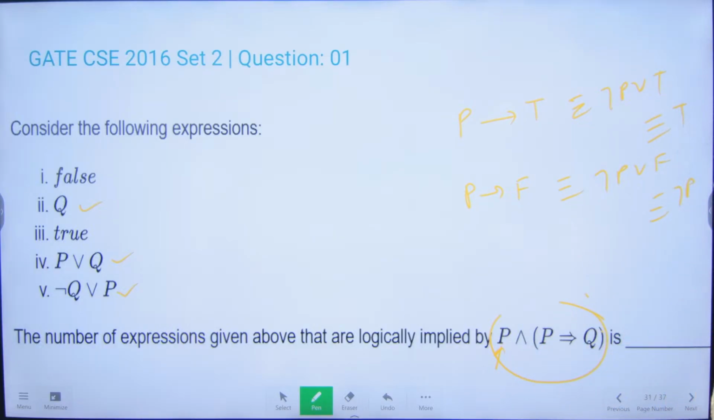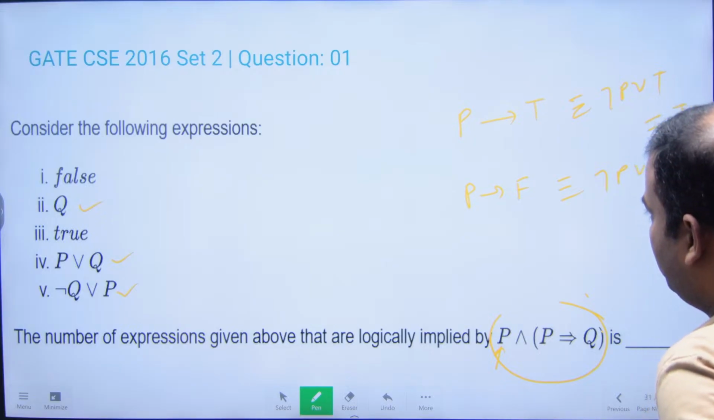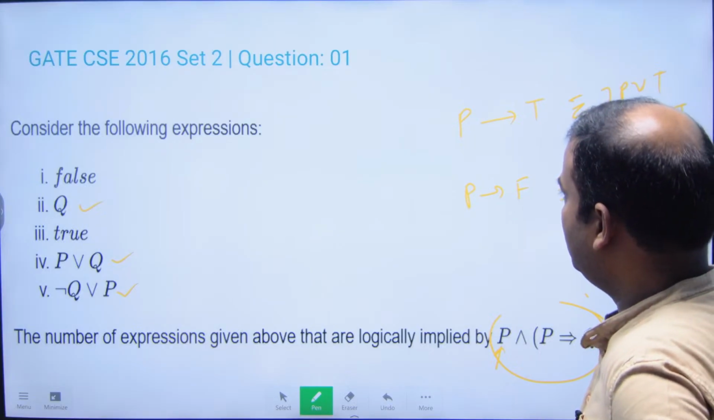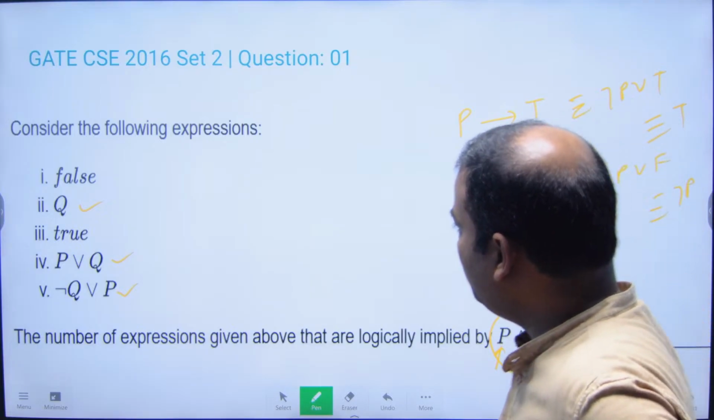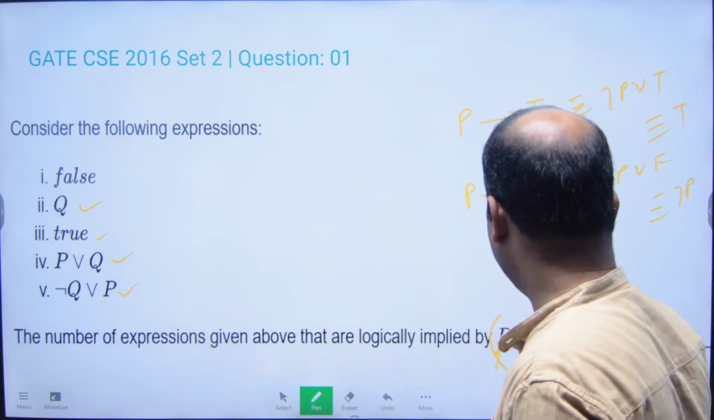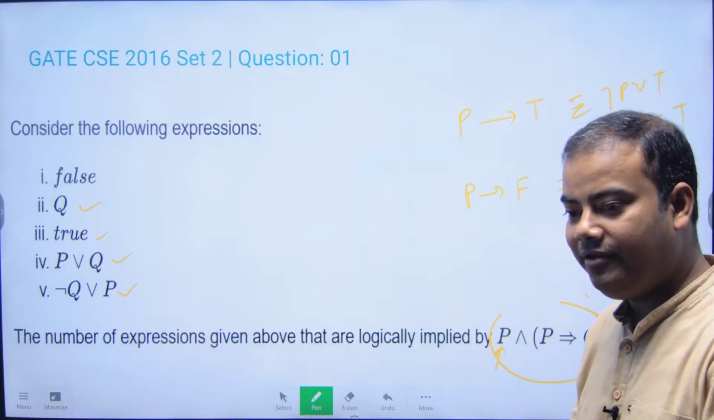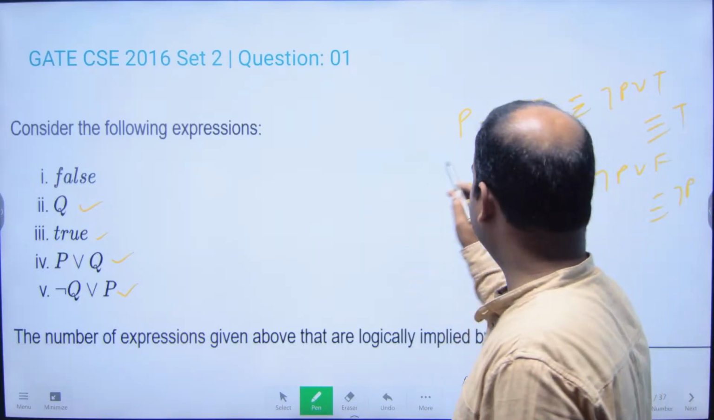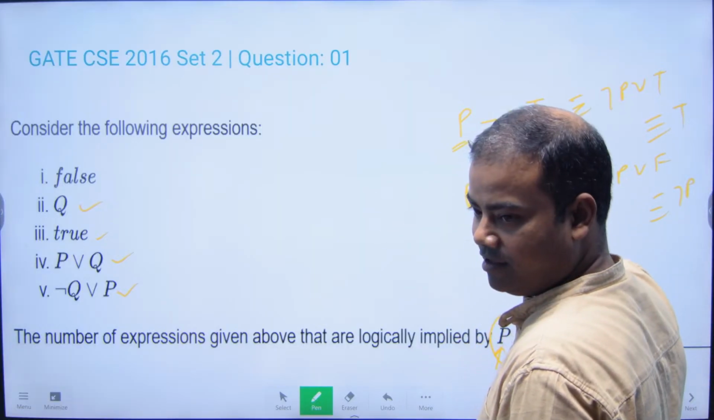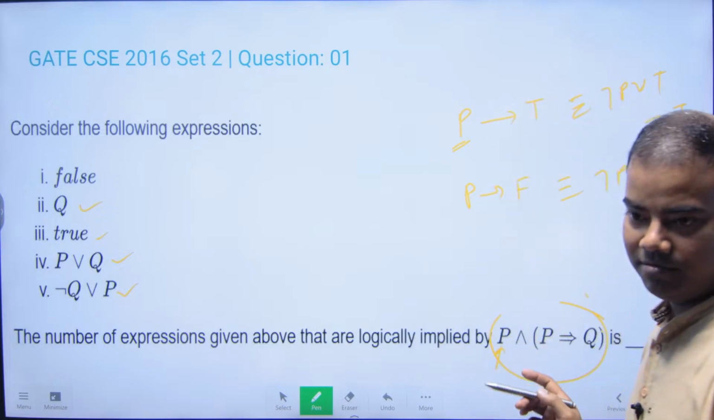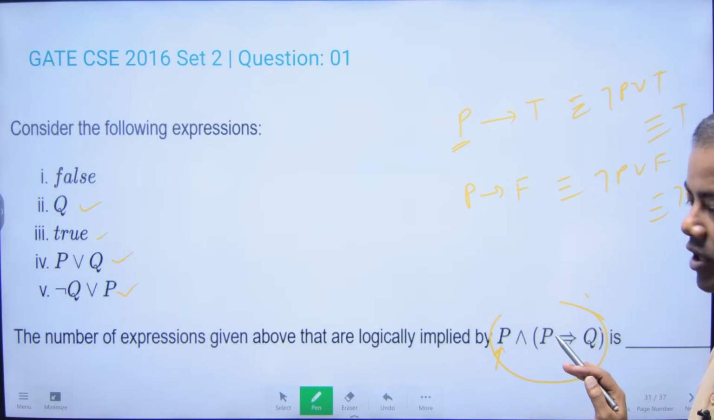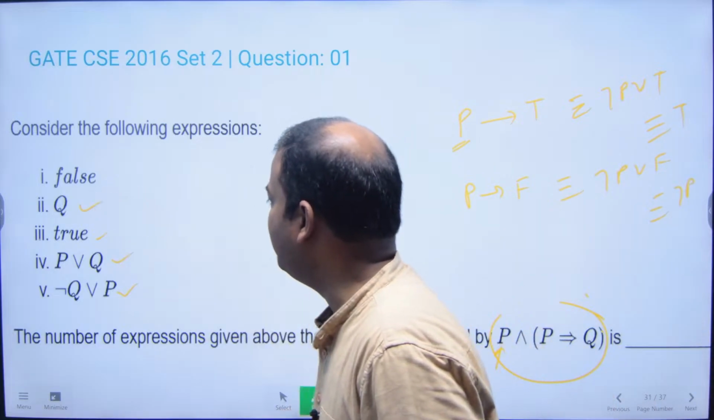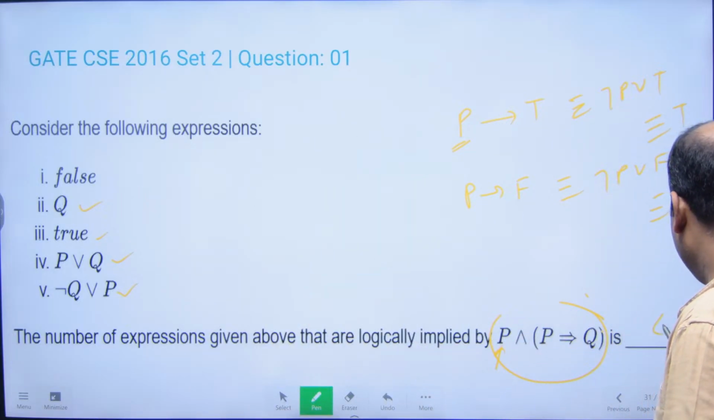Okay. So if it is true, true can be logically implied by any formula. Means P can be anything. P can imply true always. So only false is wrong. So here the answer is 4.